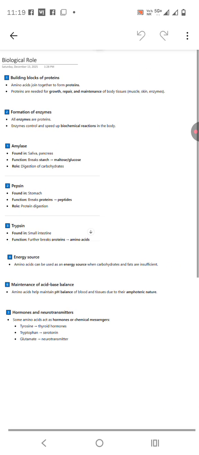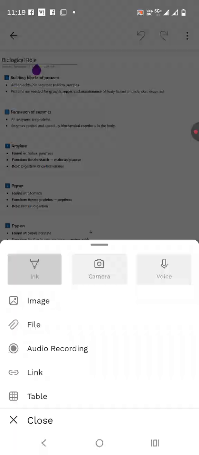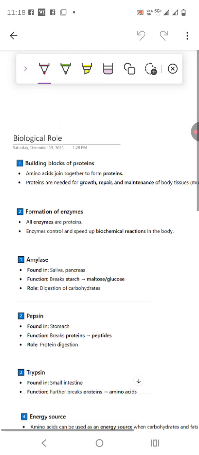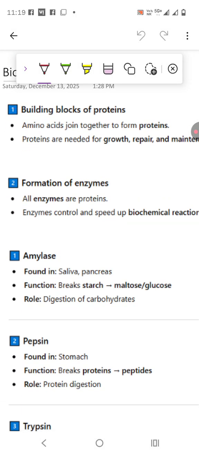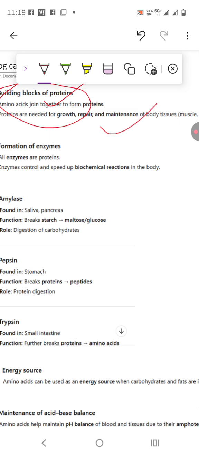Amino acids are building blocks of proteins. Why? Bricks are building blocks of a wall. Just like bricks are the building blocks of a wall, amino acids are building blocks of proteins, because to form protein we need to join many amino acids. Many amino acids join together to form proteins. That's why amino acids are the building blocks of proteins. And these proteins are needed for growth, repair, and maintenance of body tissues.